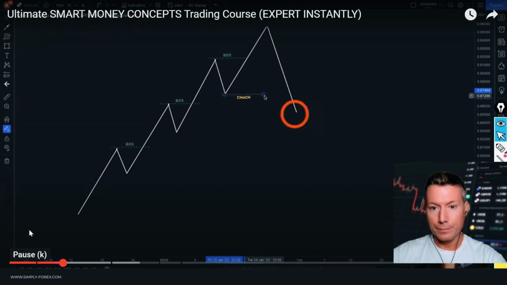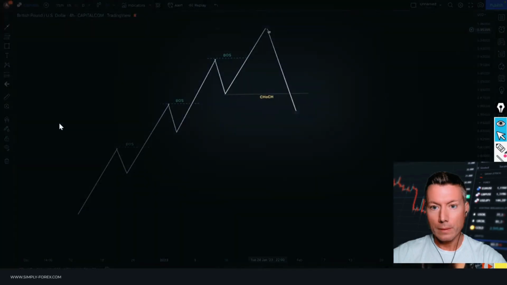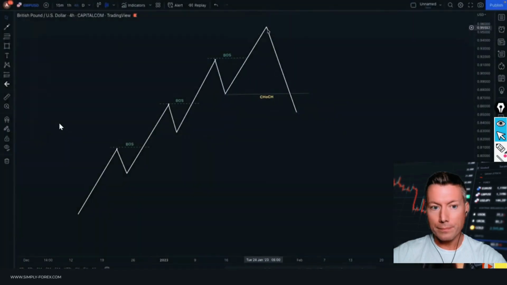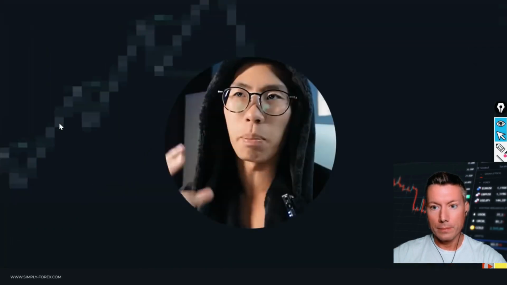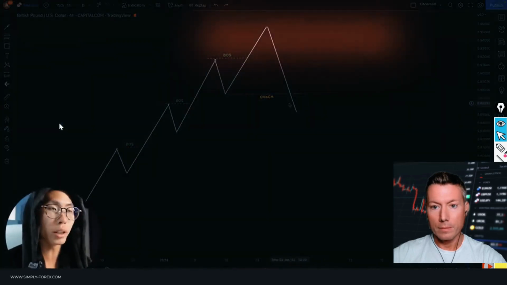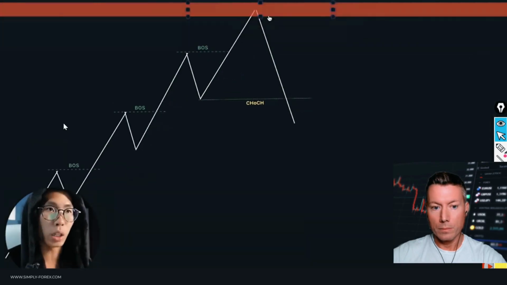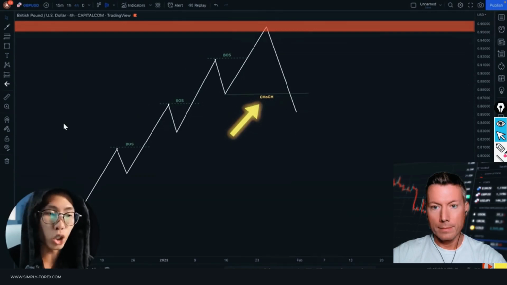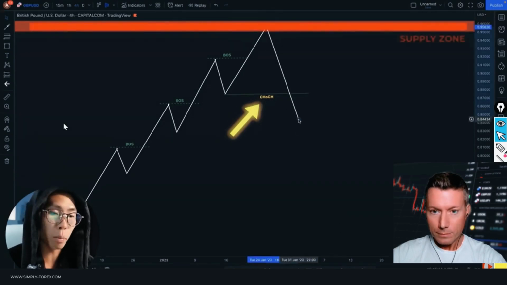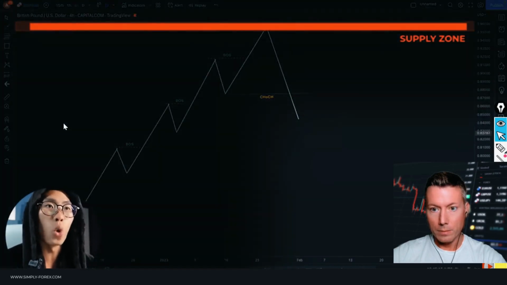The move has happened. This is what we call the CHoCH, or rather a change of character. In order for this CHoCH to work, we want this previous high to be an area of interest, like either a supply or demand zone or an order block. So the stronger the zone, the better this CHoCH will work. Once we have a change of character and an area of interest, your supply zone, we can expect price to reverse and start going down.